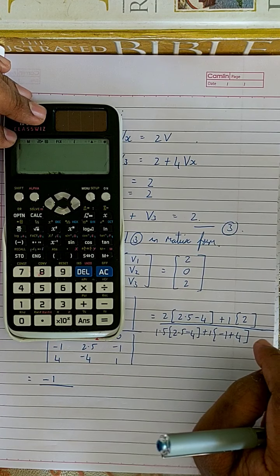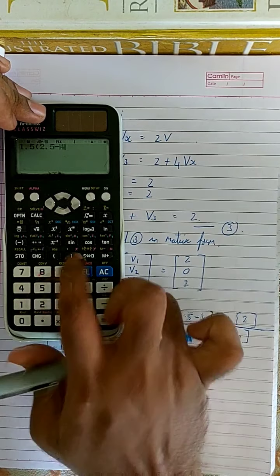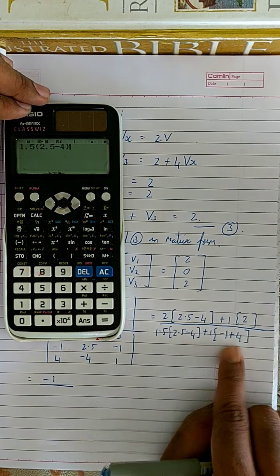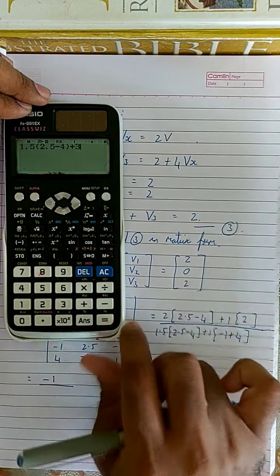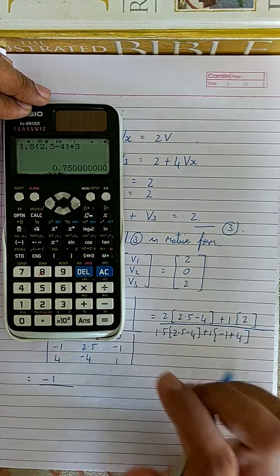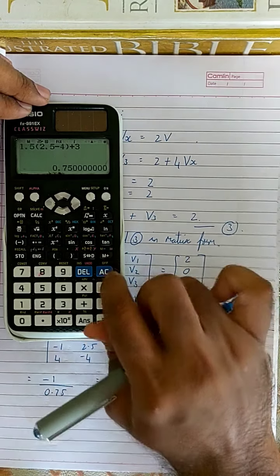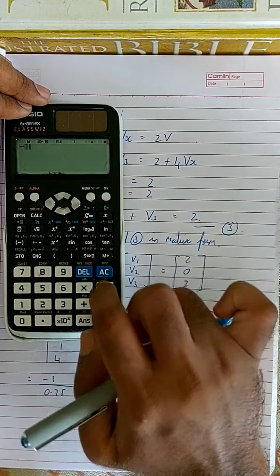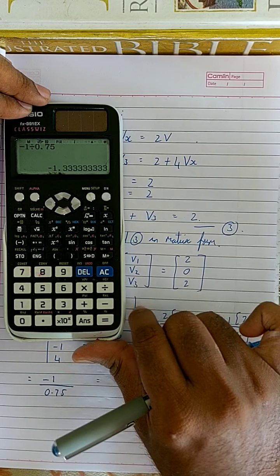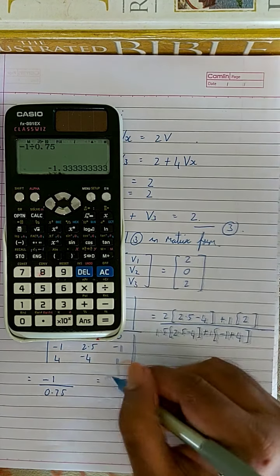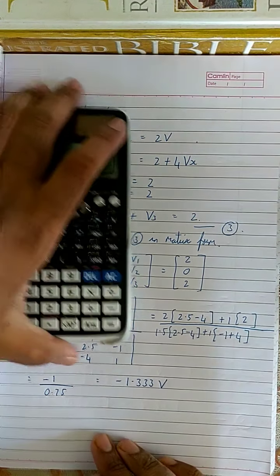So this is equal to minus 1 by, now let me see what is the value of the denominator. It is 1.5 into 2.5 minus 4, and this is 4 minus 1 is 3, so plus 3, right? And you will get 3 by 4 or 0.75. So the denominator is 0.75. In other words, the answer is minus 1 divided by 0.75, which is equal to minus 1.333 volt. This is the value of V1, right?